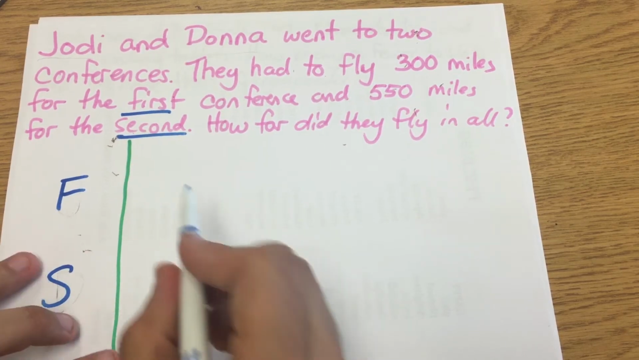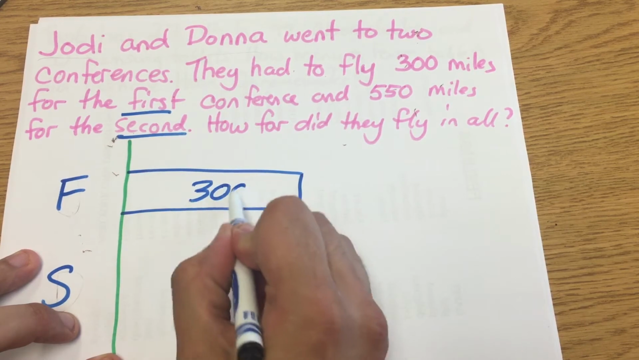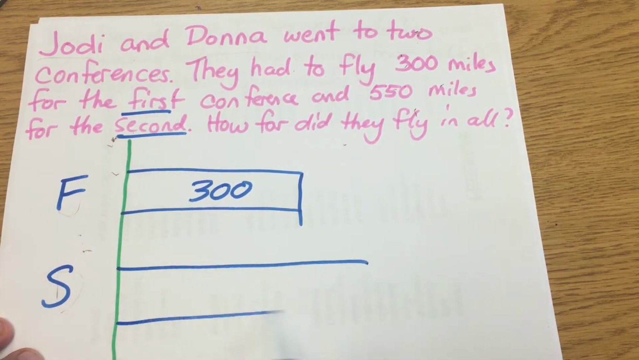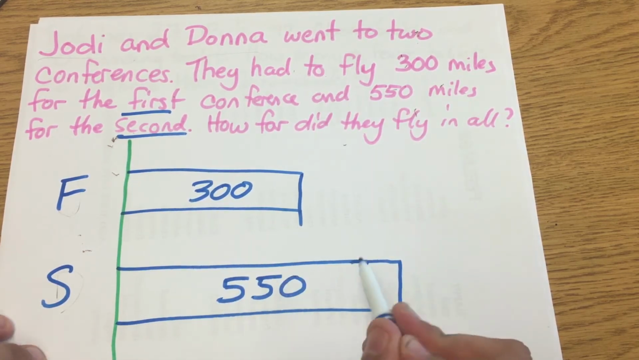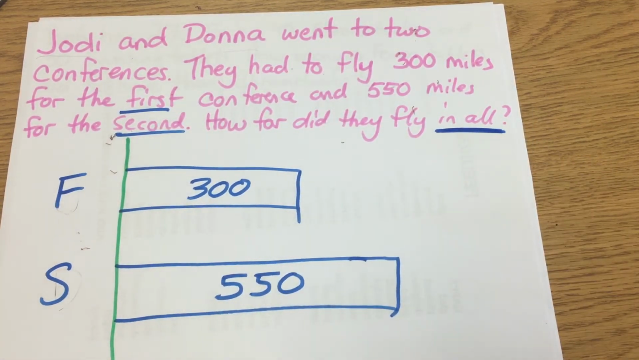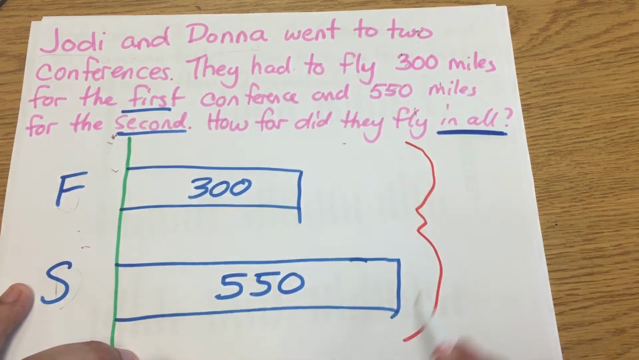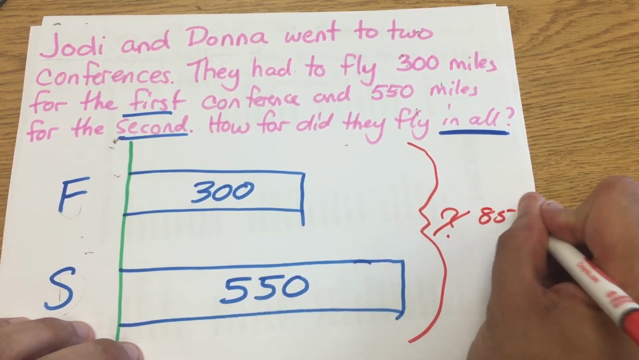So for the first conference, I know that they had to fly 300 miles. And for the second conference, they had to fly further. They had to fly 550 miles. So right now, we're looking at how many miles they flew in all. Again, that's telling me that I'm using addition. So I'm going to draw my brace on the side to tell me that I need to figure out the total amount of both of those flights. 550 plus 300, and that's going to give me a total of 850.